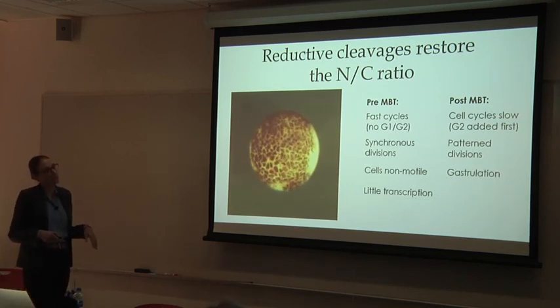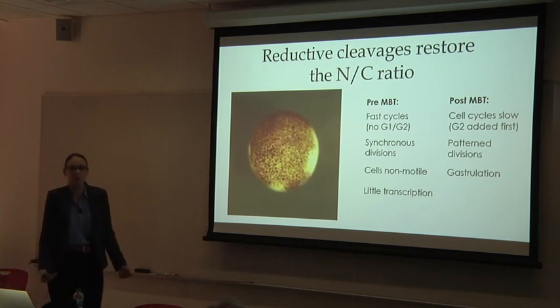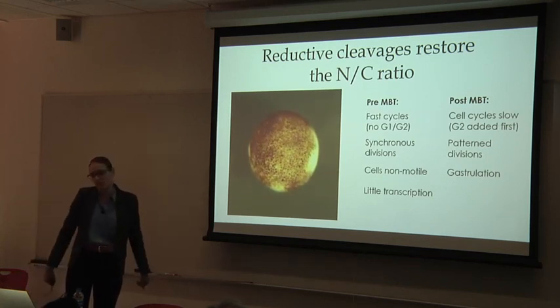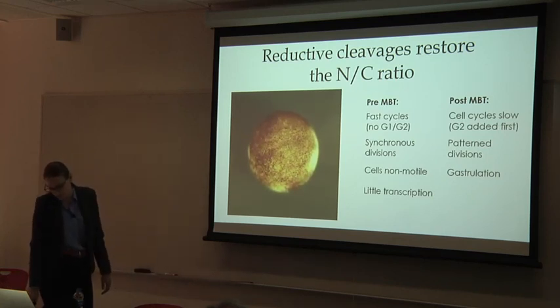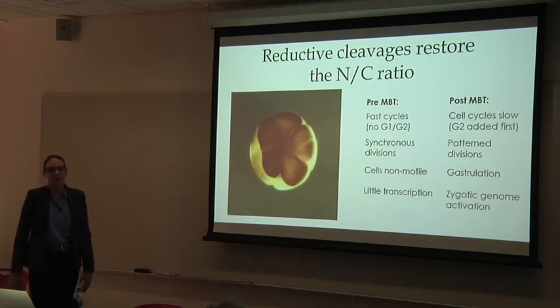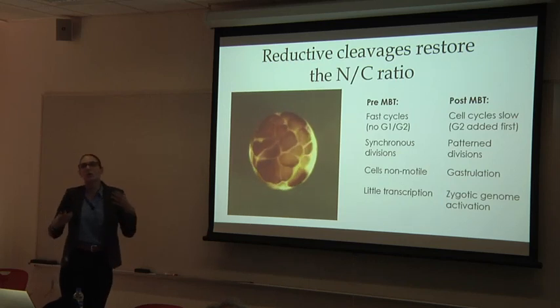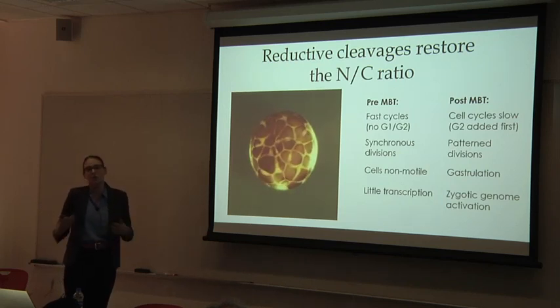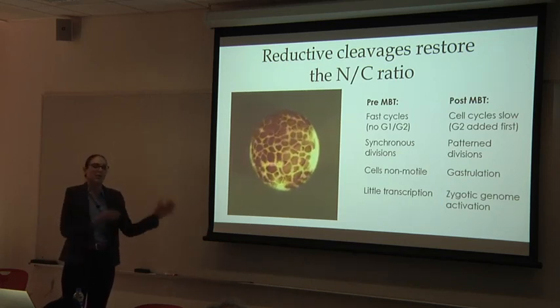Right after this mid-blastula transition, you get the onset of gastrulation, so tissues are going to start folding over themselves and doing major morphogenic movements. And very importantly for my talk, you get the activation of the zygotic genome. So now the phenotype of the embryo is dependent on the zygotic genome rather than what the mother was.